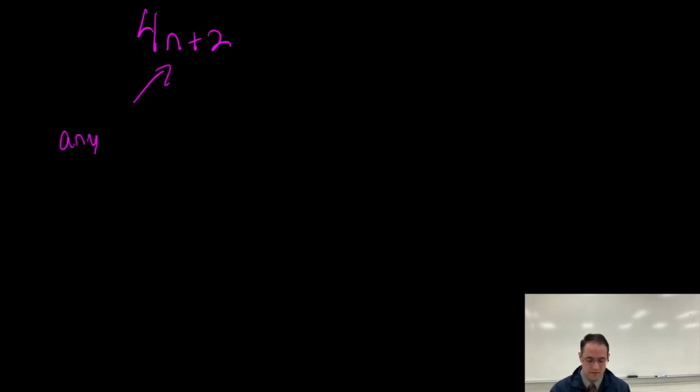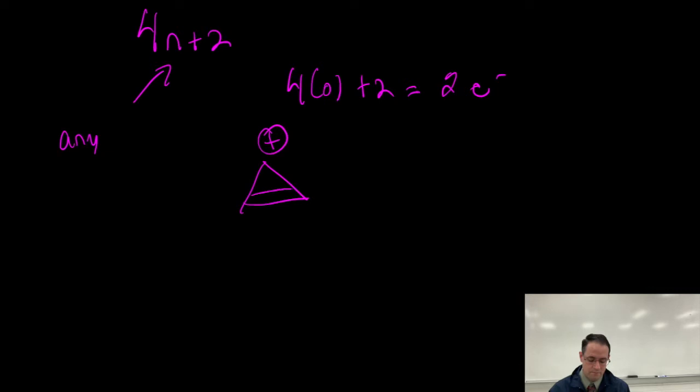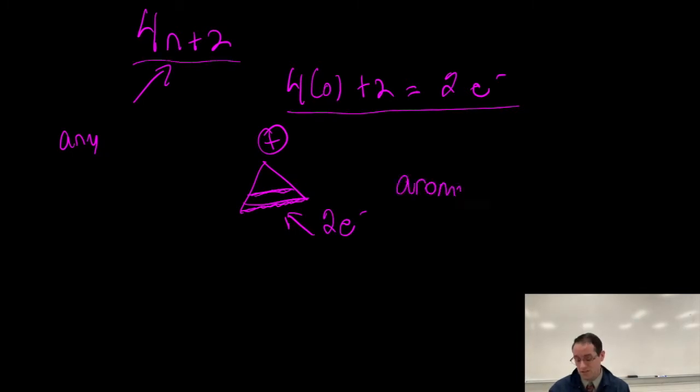So 4 times 0 plus 2 is equal to 2 electrons. We'll look at systems like this in a second, but things like this have 2 electrons, okay? So that's a single pi bond. There's 2 electrons there. It is satisfying the 4n plus 2, so we say that this molecule right here, I know it has a charge, it looks weird, we say that that is aromatic, okay?